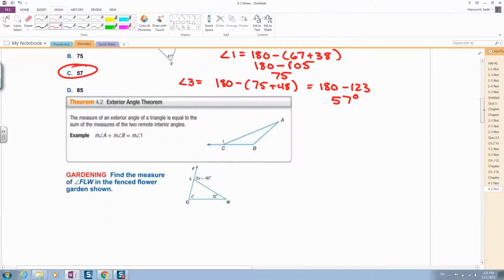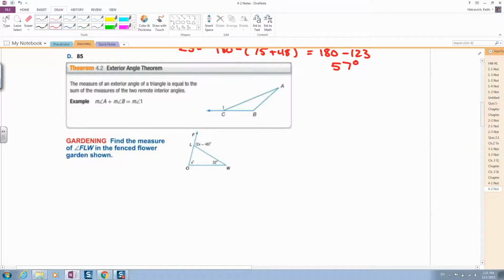All right, the next theorem that we talk about is the exterior angle theorem. If you have an exterior angle in a triangle, and this is an exterior angle here, it's equal to the sum of the 2 remote interior angles. Right here, these are the 2 remote interior angles.